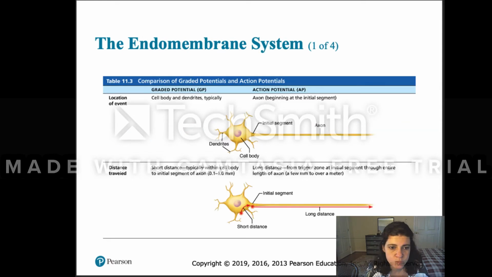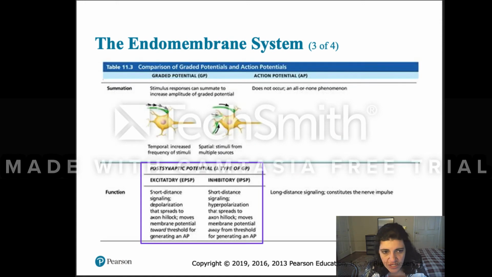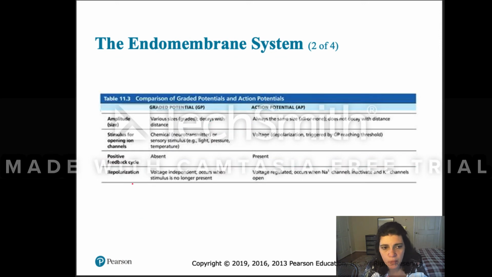With that, there is a very nice table at the end of the book that is just going to summarize and give some more details about the difference between graded and action potential. But mostly what I need you to know is speed, where it happens, and type of receptors associated with that, okay?